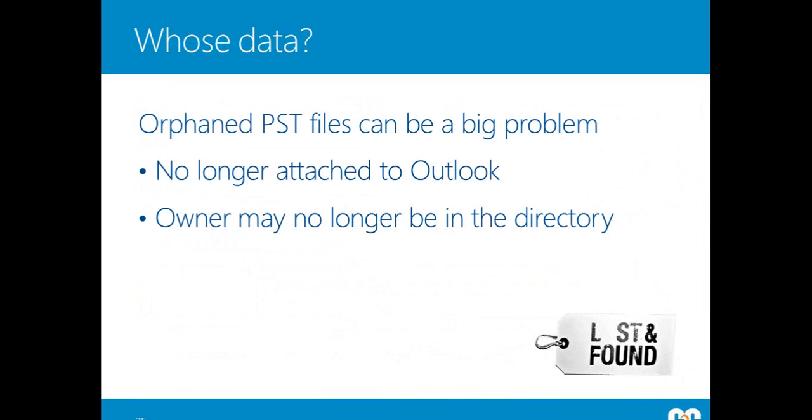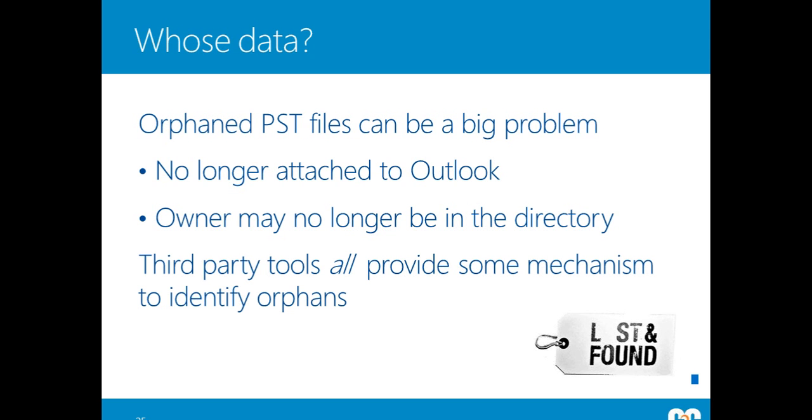Whose data? Now here's the interesting thing, but the question comes up, what's an orphan PST file? Simply any PST file which is disconnected from its original Outlook profile. And in some cases, these are just files that have been disconnected on an obvious owner's laptop. It's an easier situation to handle, but in other cases, these files belong to owners who are no longer employees. They may even be out of your Exchange directory. All of the third-party tools provide some mechanism to identify these orphans, but they aren't all created equal.